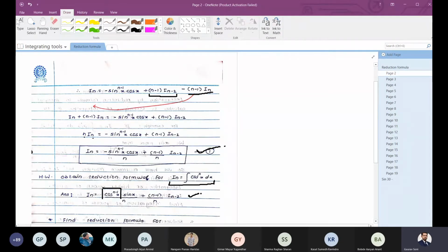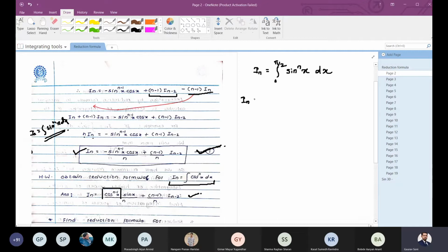But you can see that there is not a lot of conclusion here. So I will make a small change in this. I will define In as integration from 0 to pi by 2 of sine raised to n of x dx. What's the change? When we derived this formula, our In was integration of sine raised to n of x dx. This integration was an indefinite integral, whereas I have made it definite. What change are we going to get in this?